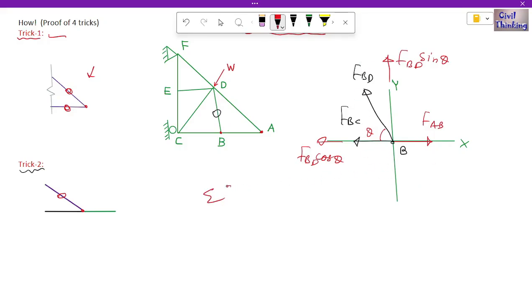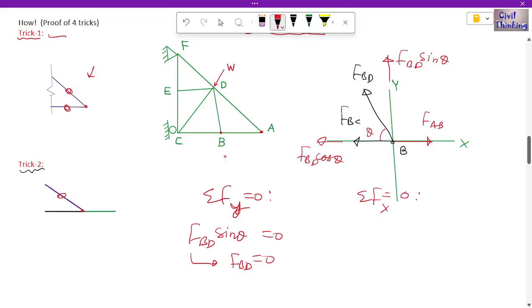Now let's apply these equations. Summation of forces along y-axis is 0, and then summation of forces along x-axis is 0. Okay, now let's apply this. FBD sine theta is 0, right? Because we have to sum up all the forces along the y-axis. This is the y-axis. We have only one force, which is FBD sine theta. So from here we will get FBD to be 0, right? So force in BD is 0. What is BD? BD is this member. It is a zero force member.